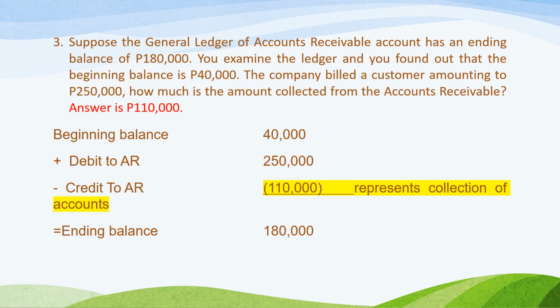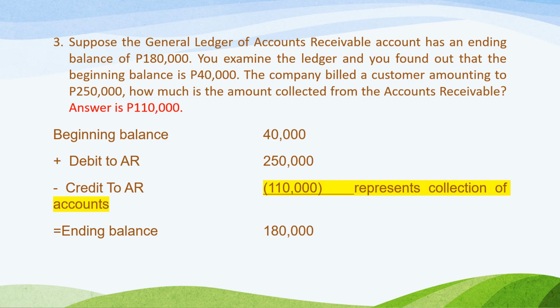For number 3, suppose the general ledger of accounts receivable account has an ending balance of 180,000. You examine the ledger and you found out that the beginning balance is 40,000. The company billed a customer amounting to 250,000. How much is the amount collected from the accounts receivable?